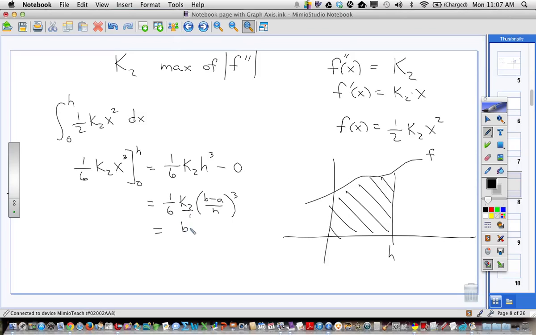So on top, I'm going to have b minus a cubed, and a K2 in front of it. And on the bottom, I'll have a 6 and an n cubed, right? So I got a K2 and a b minus a cubed on top, and on the bottom, I got a 6 and an n cubed. Now, that's the area of one width. Okay, well, hang on. Let's stay with one width. But that's not the error. It's the area. This is my worst case function, so this is my amount of area under that.